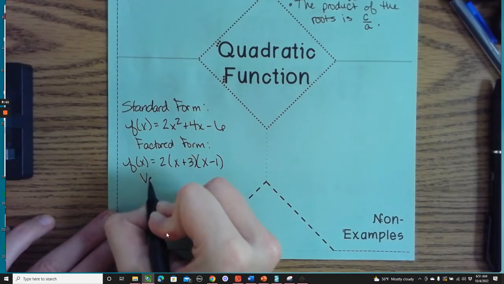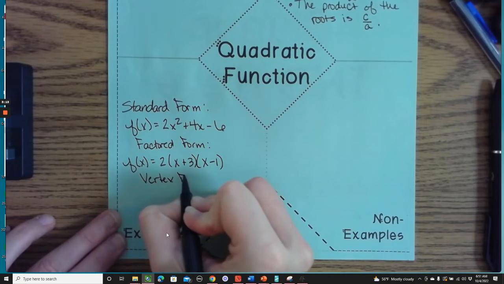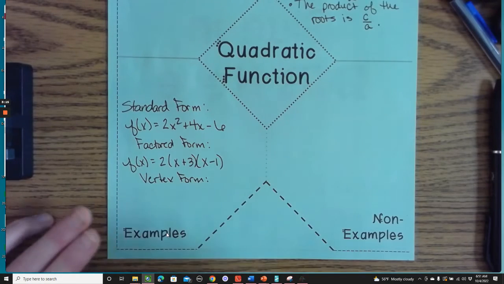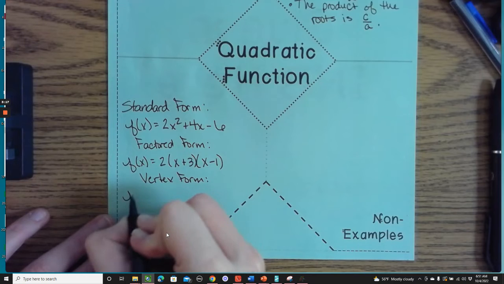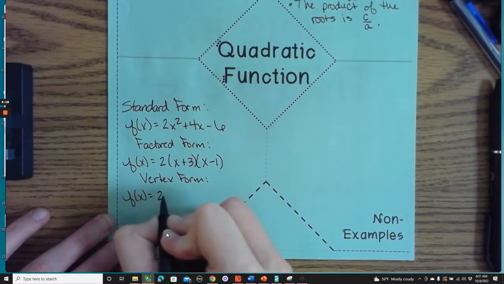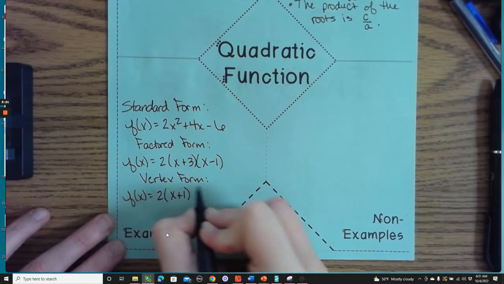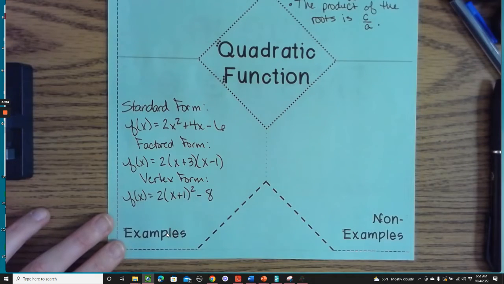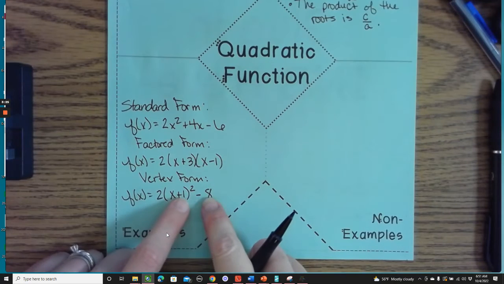And then we've got vertex form. And vertex form is handy when we're graphing quadratics. So f of x equals 2 times x plus 1 squared minus 8. And so your vertex is these 2 points, your x and your y.